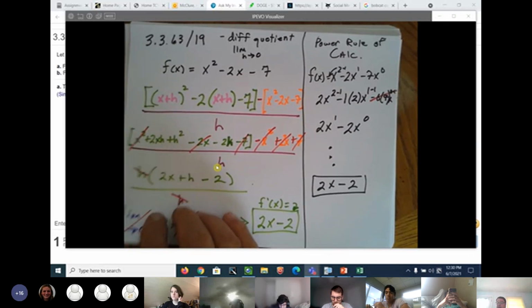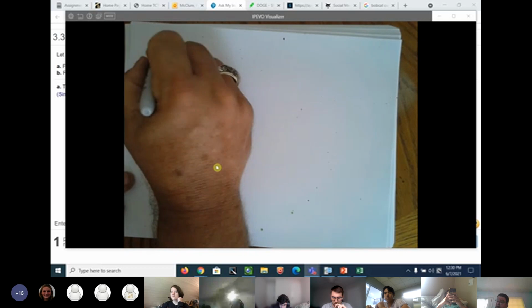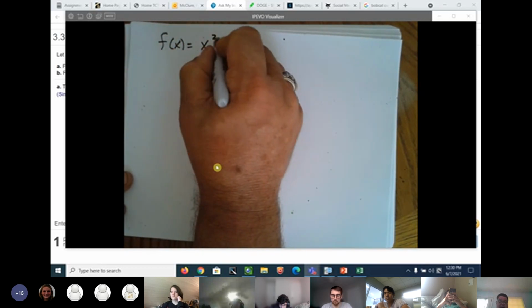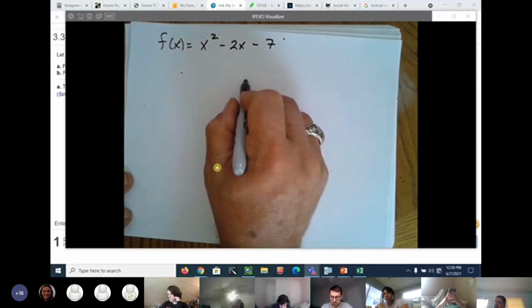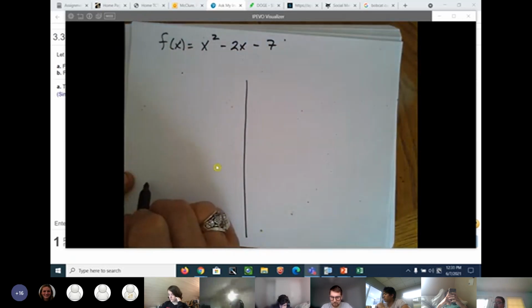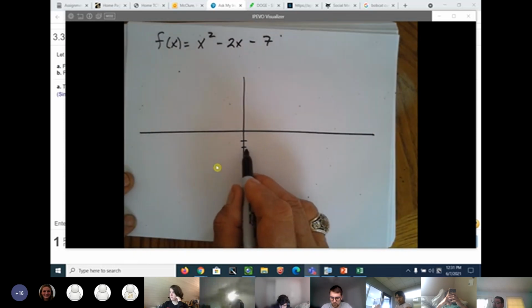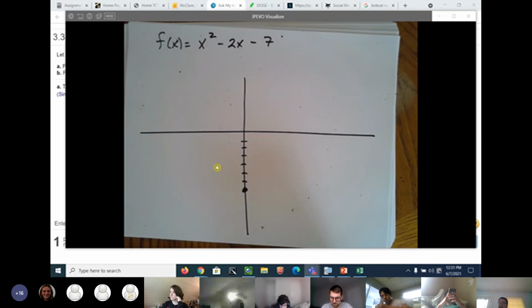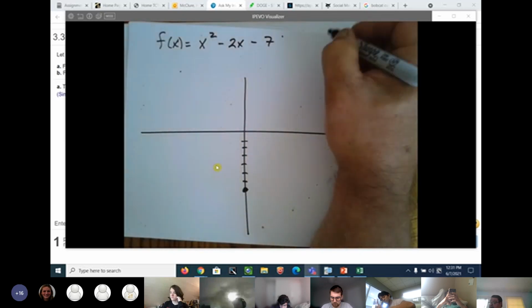So here's what we got. Our function, f of x is equal to x squared minus 2x minus 7. So we know that function has a y-intercept of negative 7. It's a regular parabola.